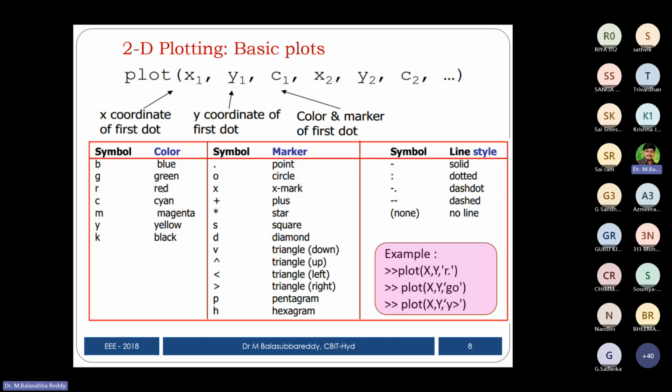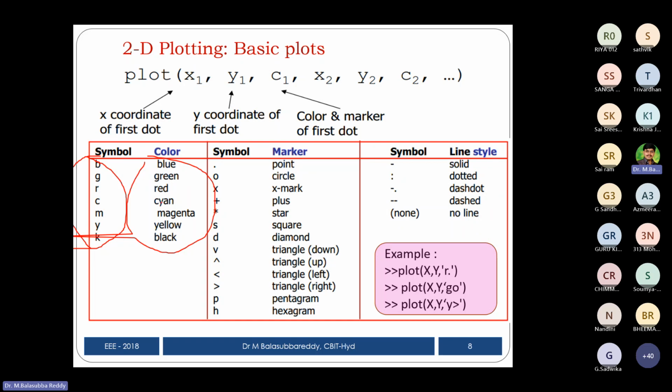See, there is B for blue, G for green, R for red, and C for cyan. Like that, you have inbuilt parameters. This we call symbols, and the corresponding colors are these. So K, if I mention black, or Y, it is yellow, C is cyan. Like that, you can get different colors by specifying different color symbols.